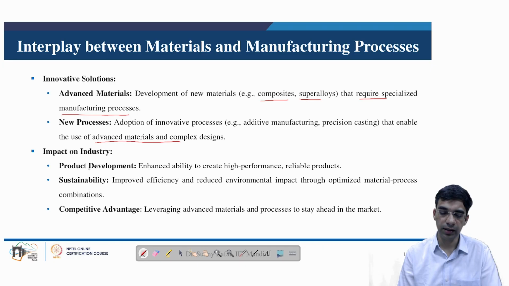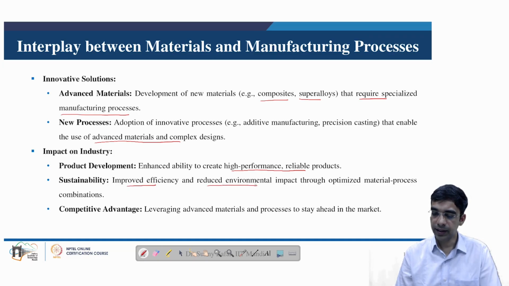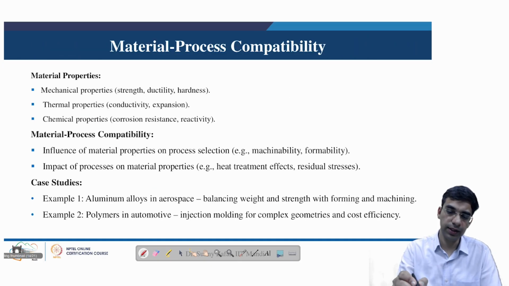So if we summarize the impact of this interplay between materials and manufacturing processes on industry, new product development can be enhanced to create high performance and reliable products. Sustainability is a very important component these days, which targets improved efficiency and reduced environmental impact through optimized material selection combinations. It can also lead to a competitive advantage, leveraging advanced materials and processes to stay ahead in the market for any manufacturing industry.